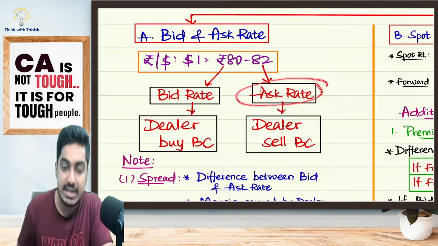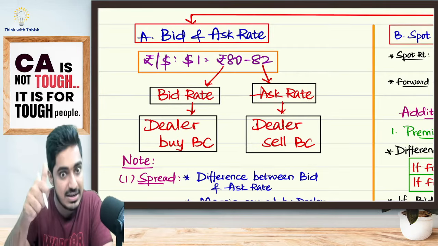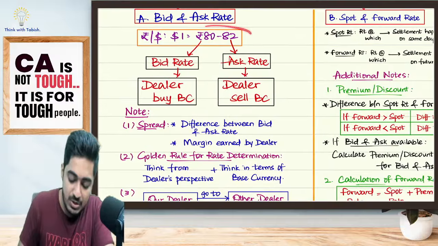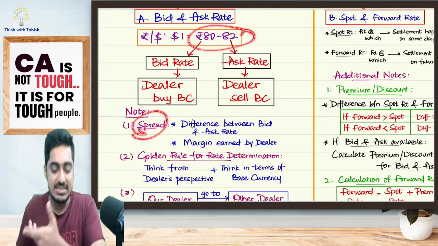Okay, what is ask rate? It is the rate at which the dealer will sell the base currency. The difference between bid and ask is called the spread. It is the margin earned by the dealer.